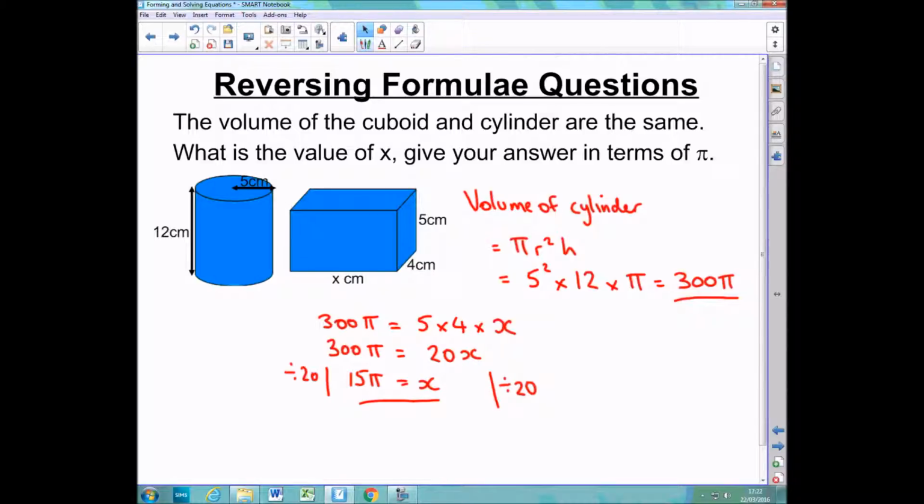Okay, so hopefully that video has helped you when it comes to forming and solving equations. Like I said, if there are any terms here that you're not sure on, I recommend that you look at the solving equations video, the volume video, and the circles video. If you're clued up on all of those, have a go at some of the practice exam questions, and good luck.